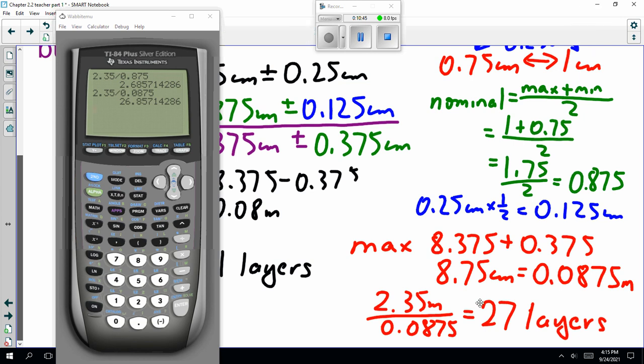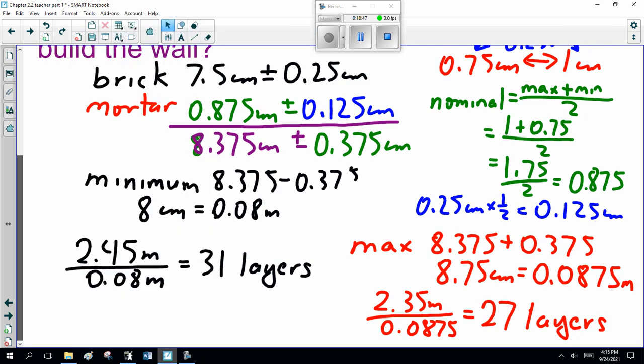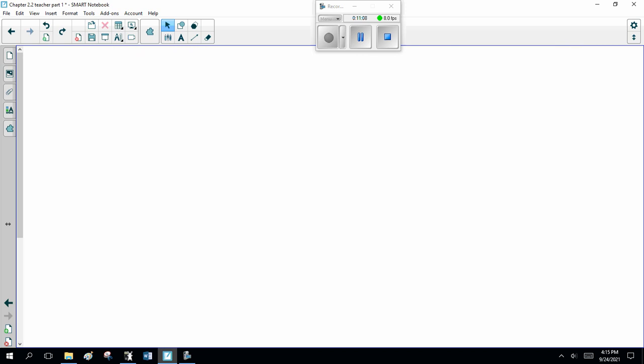So, best case scenario, thickest bricks, thickest mortar, shortest wall, 27 layers. Worst case scenario, tallest wall, thinnest bricks, it's going to be 31 layers. So you better order enough bricks for 31 layers just to be on the safe side. All right? And please tell me that's it, because this is getting embarrassing. I'm not able to do this math in my head anymore.